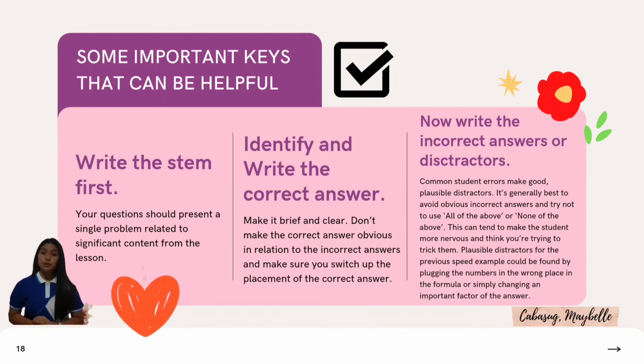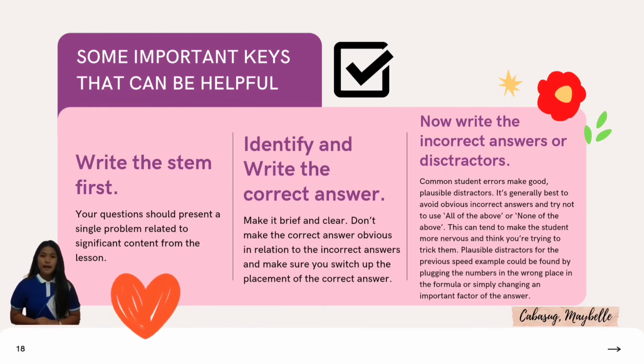Yes, thank you. In addition, there are some important keys that can be helpful, and these are two. We need to write the stem first. Your question should present a single problem related to significant content from the lesson. Second, identify and write the correct answer. Make it clear and brief. Don't make the correct answer obvious in relation to the incorrect answer, and make sure you switch up the placement of the correct answer. And then, write the incorrect answers or the distractors.